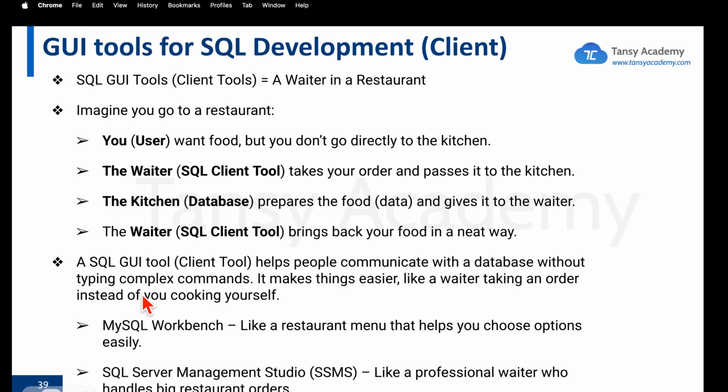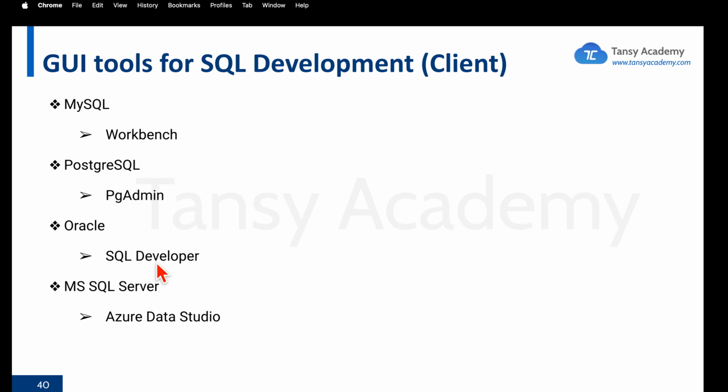Examples of SQL client tools: MySQL Workbench, by some XYZ company, SQL Server Management Studio by ABC company. In the same way, you have a lot of SQL client tools available in the market, but here are four that we recommend. In our training course, you can do your project on MySQL or PostgreSQL or Oracle or MS SQL. Again, these are DBMS software.